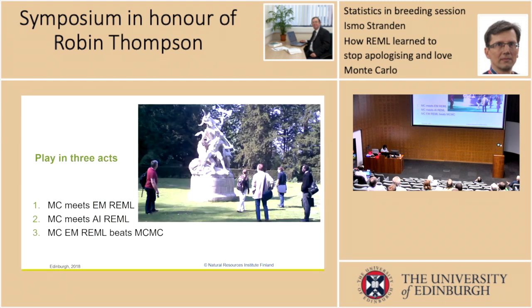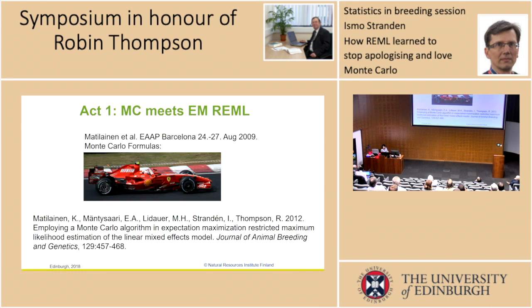So this is a play in 3 acts: first Monte Carlo meets REML, then it meets AI REML, and finally Monte Carlo REML beats MCMC. So I have given a spoiler. In the first act, some formulas will be presented, and this part is from a paper in the Journal of Animal Breeding and Genetics.